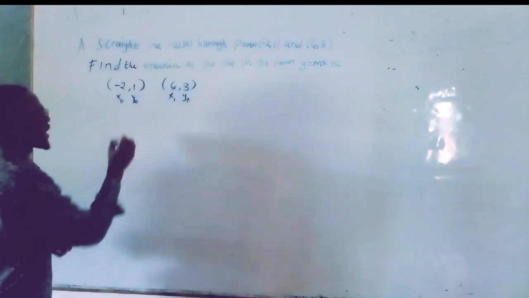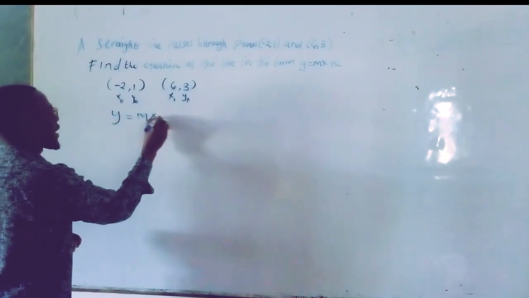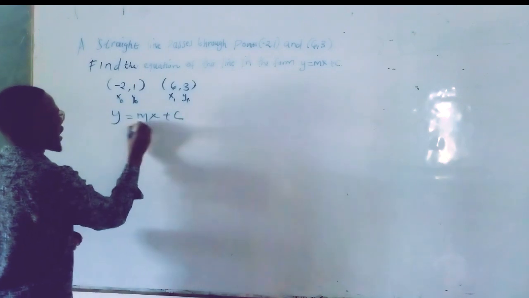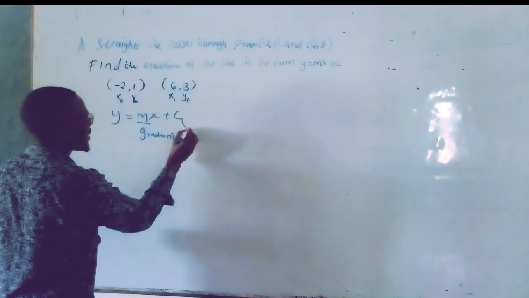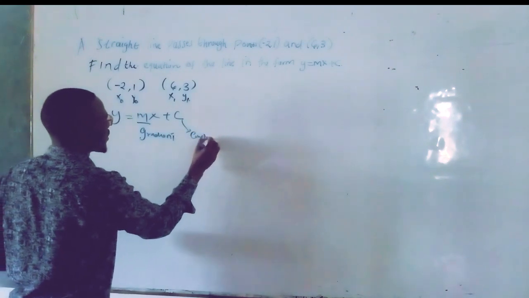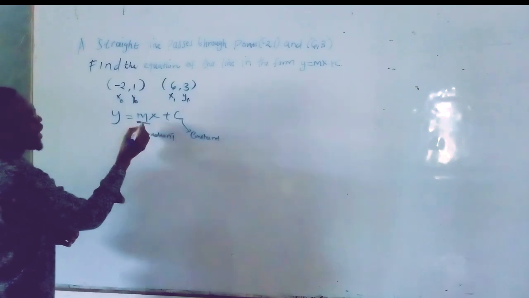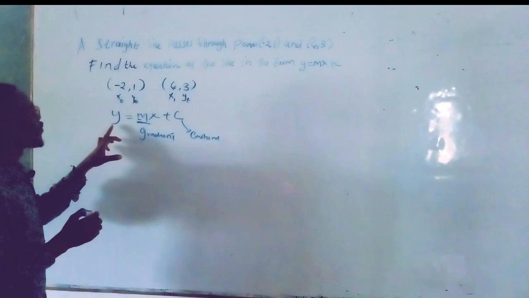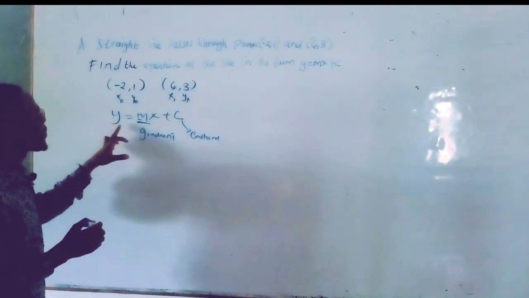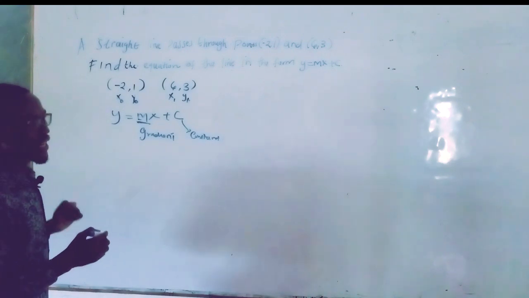We're told to write our equation in the form y = mx + c, where m is our gradient and c is our constant. So we have to find the value of m, which is our gradient, so that we can come up with the equation of the straight line, which is y = mx + c. So how do you find the gradient?